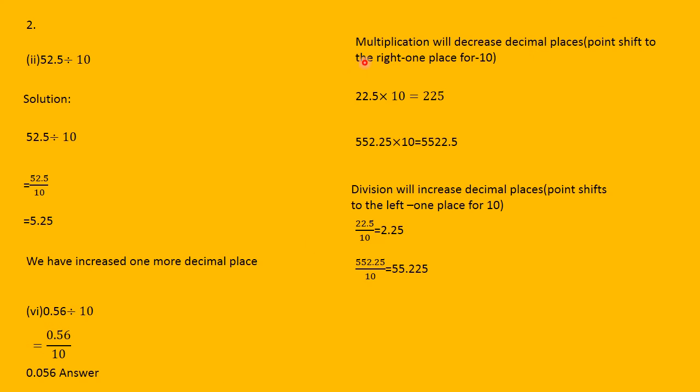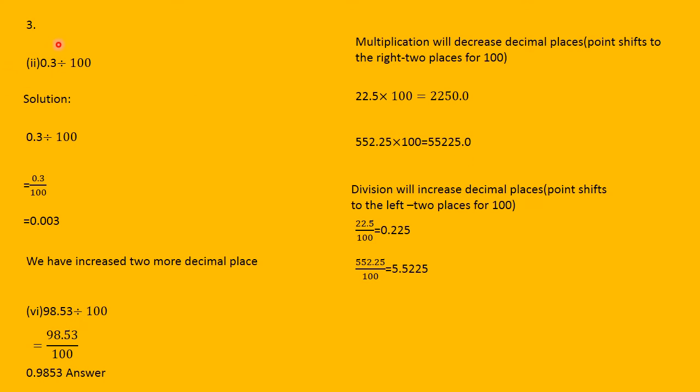Okay. Now let us observe some points. Multiplication will decrease decimal places. When you are multiplying, it will decrease the decimal places. Here we are multiplying 22.5 into 10. It is 225, isn't it? So it shifts the decimal point to the right. Whereas here, the decimal point shifts to the left. Multiplication decreases, whereas division increases. Alright? Division increases the number of decimal places. Multiplication decreases the number of decimal places. Okay?